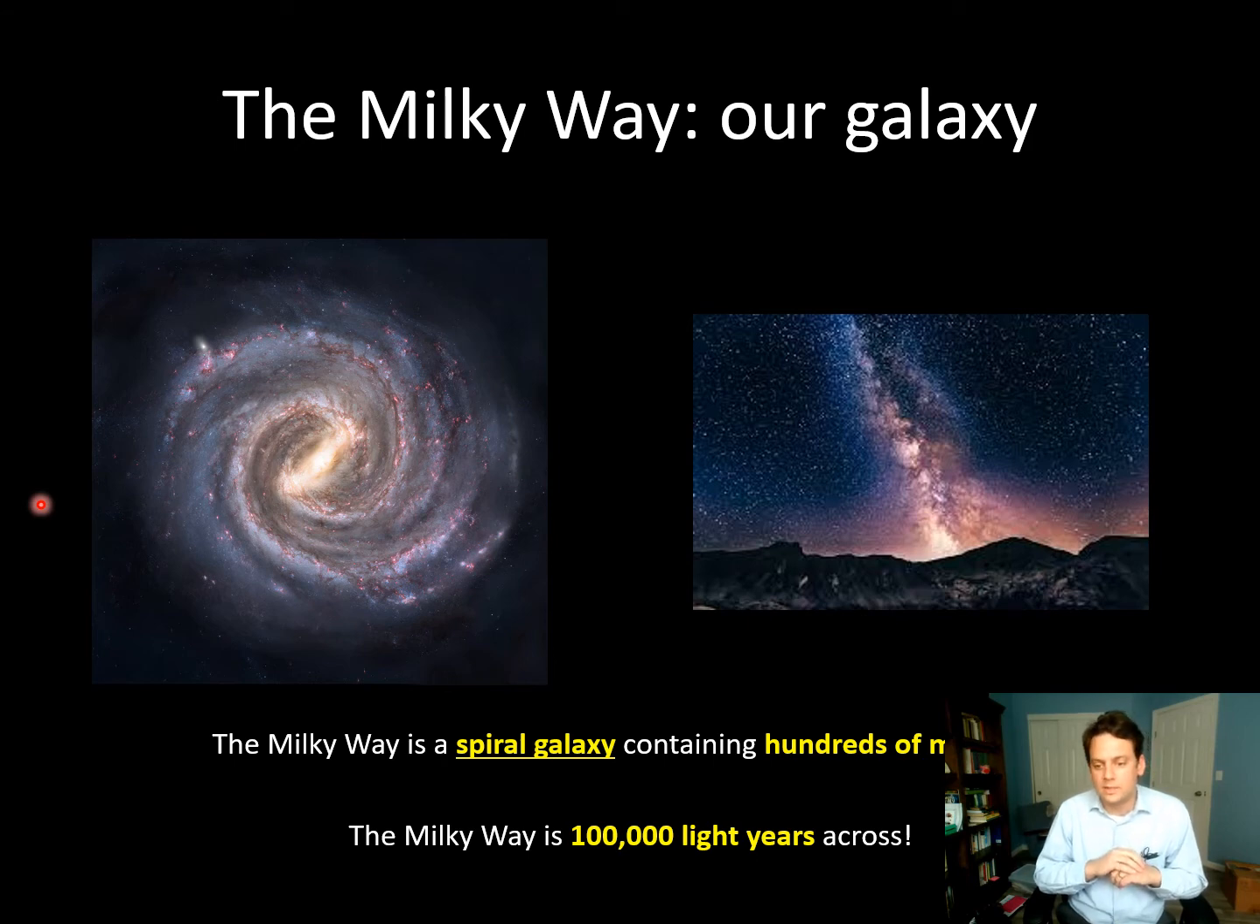And the Milky Way consists of hundreds of millions of stars. It's also 100,000 light years across. So we happen to live about halfway out to the edge in one of the arms. And again, we'll talk about that in more detail going forward.